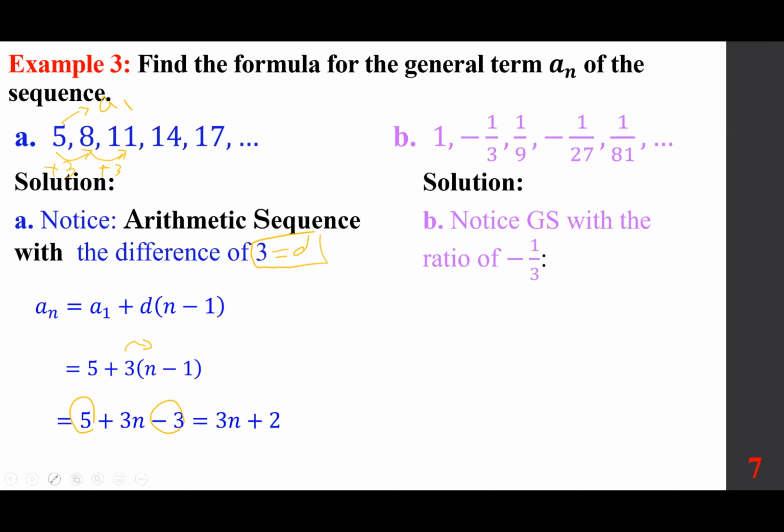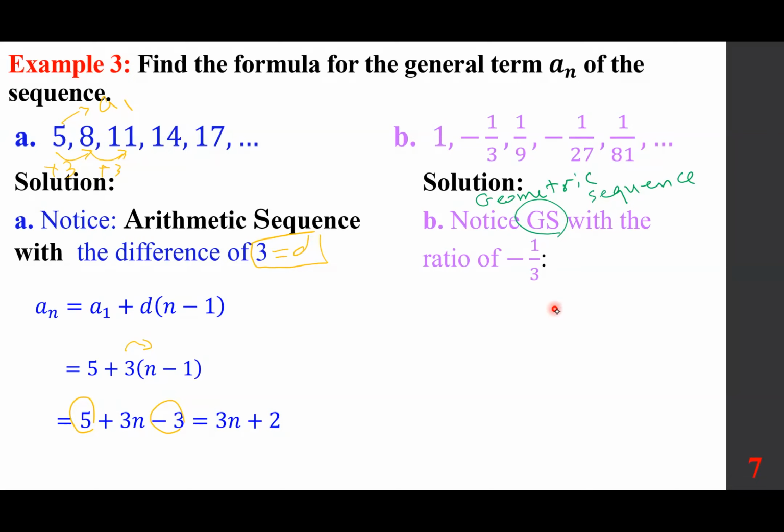GS, short for geometric sequence. And the way it works, you can divide the second term by the first term, divide the third term by the second term, so on and so forth. And they all must be the same for you to claim this is a geometric sequence, and it's negative 1/3.